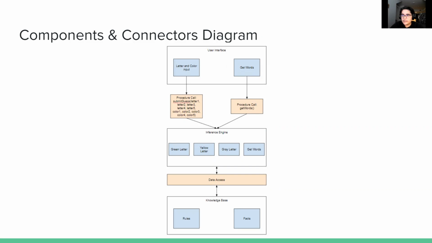The submit guess is chosen to be the green, yellow, or gray letter rule, which then goes down into the data access into the knowledge base and up into those rules, whereas the get words is treated as a fact and then simply retrieves the current valid word list.